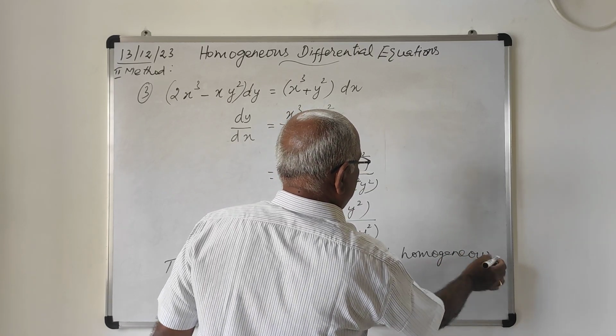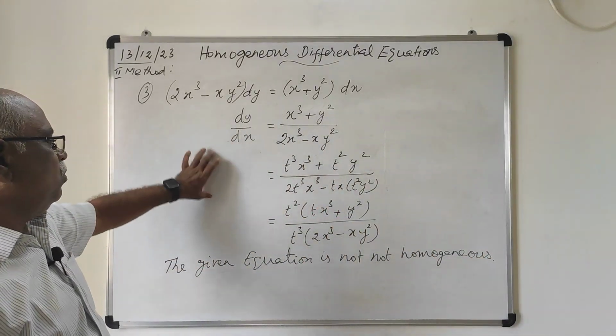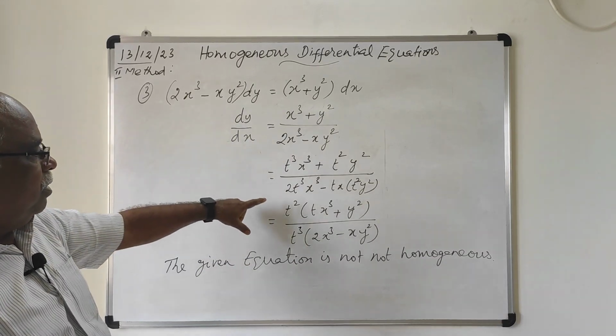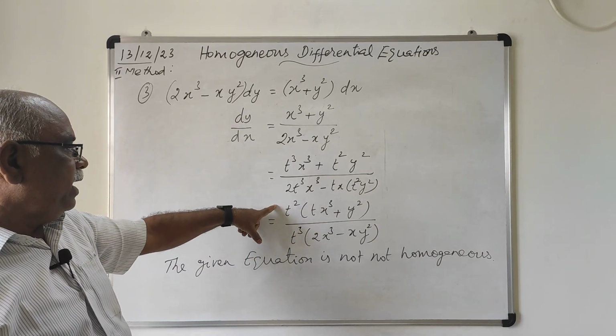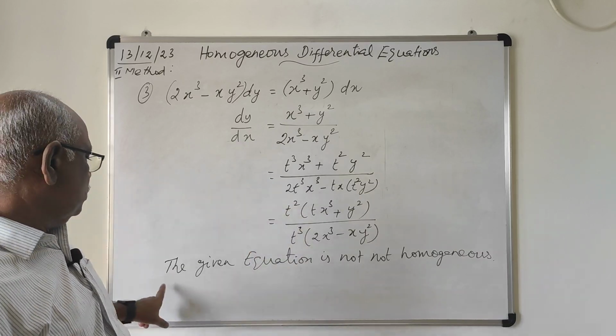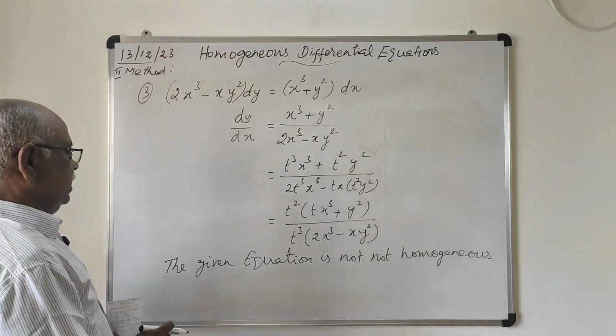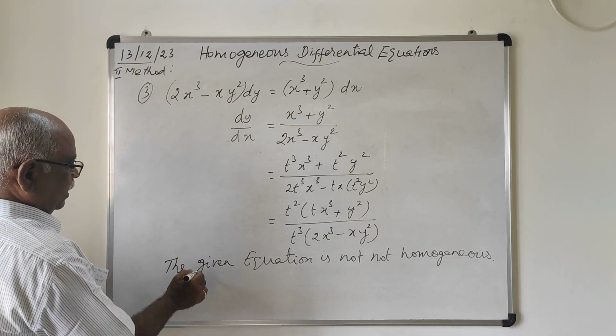This is non-homogeneity. This is an example for non-homogeneity because the degree of numerator and denominator differ. Therefore, the given equation is not homogeneous. Okay.